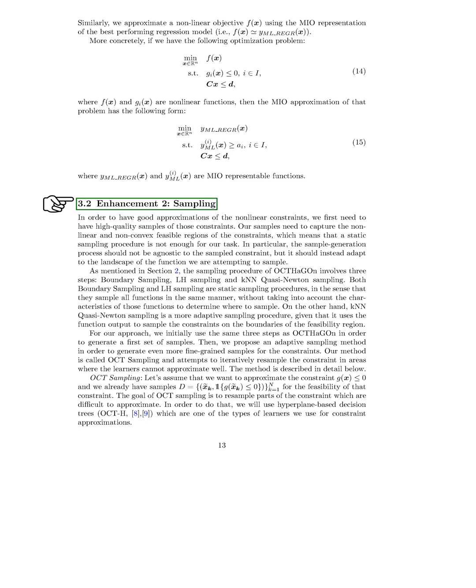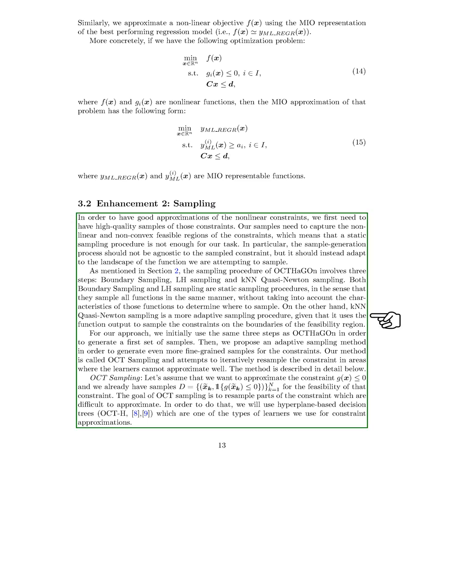Section. Enhancement 2. Sampling. We're introducing an enhancement to our method, which we call sampling. The goal here is to improve the approximations of the nonlinear constraints by generating high-quality samples. These samples need to capture the nonlinear and non-convex feasible regions of the constraints, which means we can't just use a static sampling procedure. Instead, we need a sample generation process that adapts to the landscape of the function we're trying to sample.